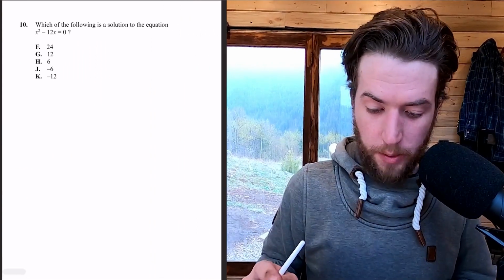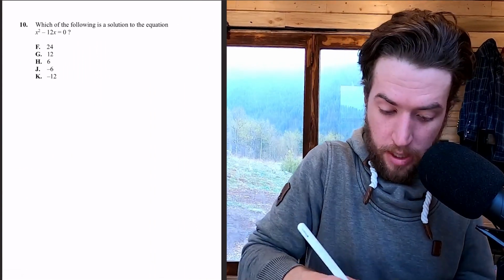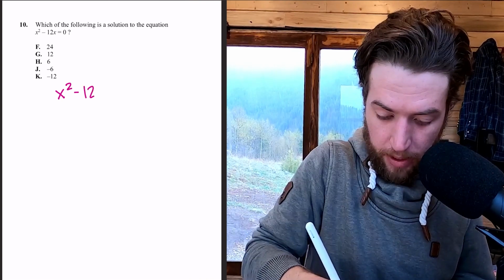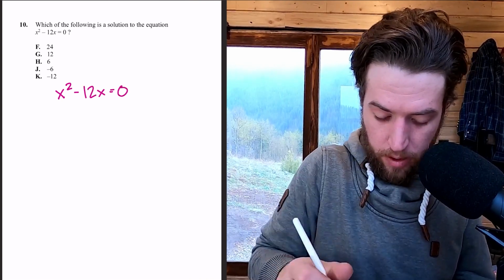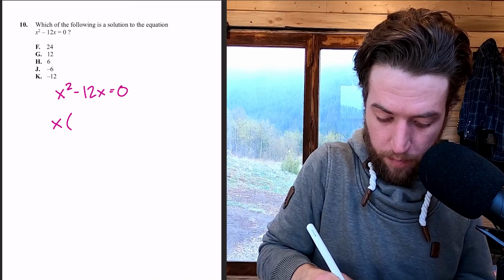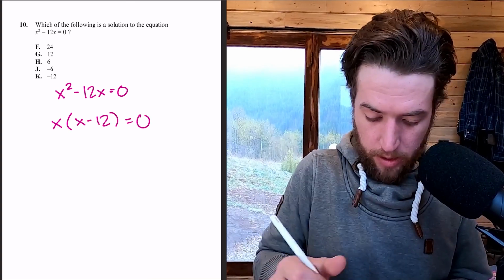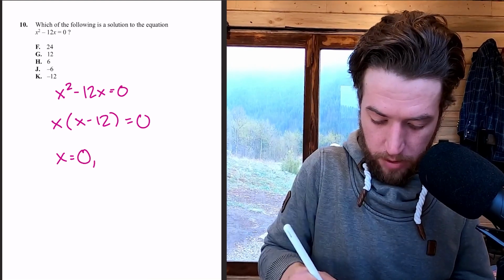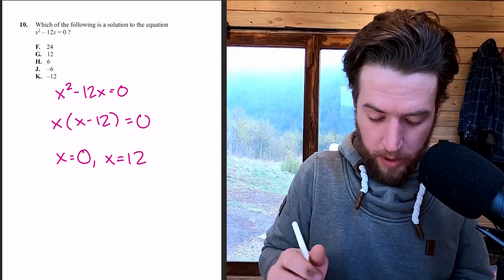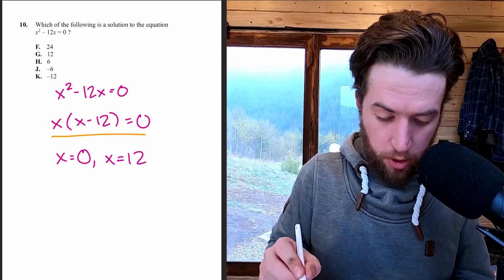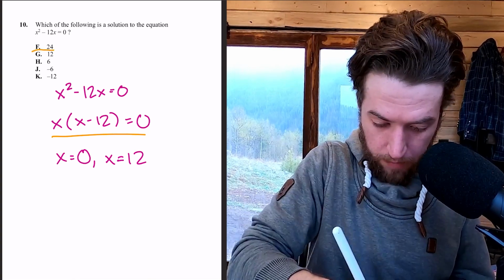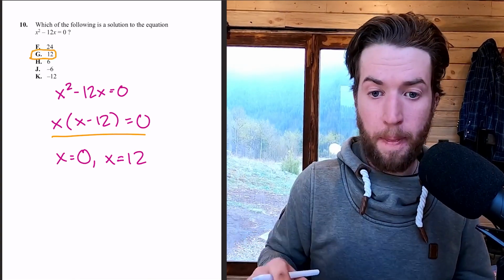All right, which of the following is a solution to the equation x squared minus 12x equals 0? Okay, well, we can factor an x out of both. So that leaves us with x times (x minus 12). So then our zeros are x equals 0 and x equals 12. Those are the two values that make this equation true. Looks like 12 is our only available one, so answer G.